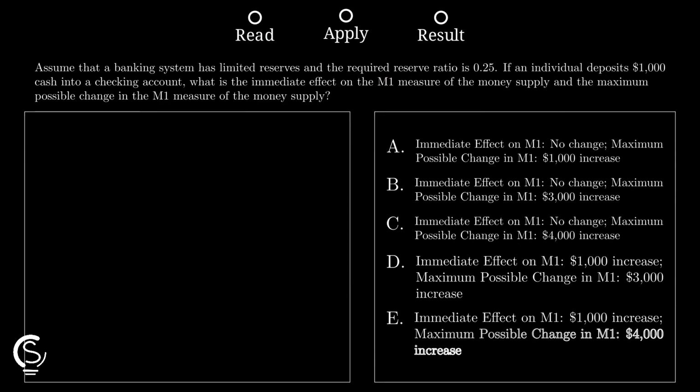Depositing $1,000 cash into a checking account does not change M1 immediately. You are simply moving money from your pocket into the bank, so the total supply stays constant.